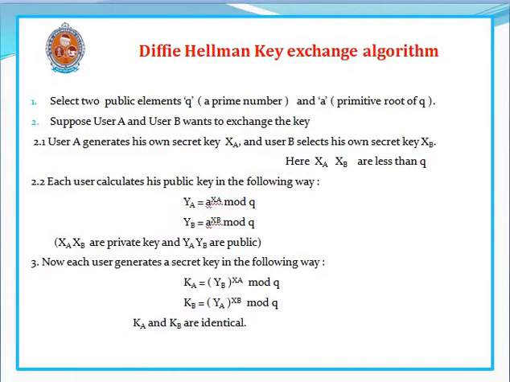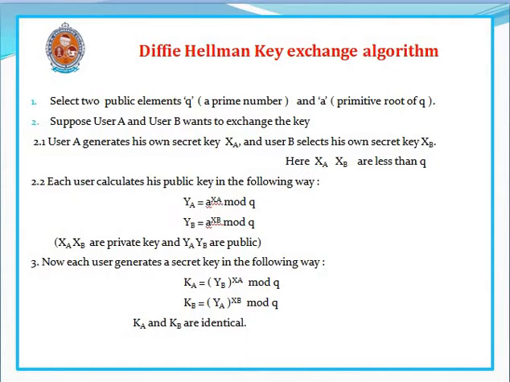The Diffie-Hellman key exchange algorithm is as follows. Select two public elements Q and A. Here Q is a prime number and A is a primitive root of Q. Suppose user A and user B want to exchange their keys. User A will generate his own secret key XA and user B selects his own secret key XB. Here XA and XB must be less than Q, which is a global value.